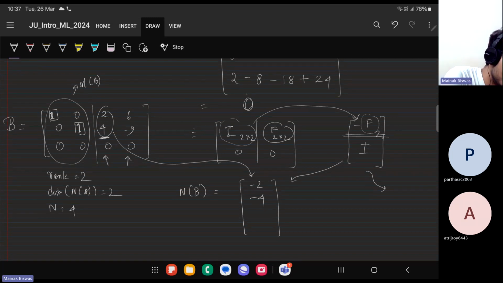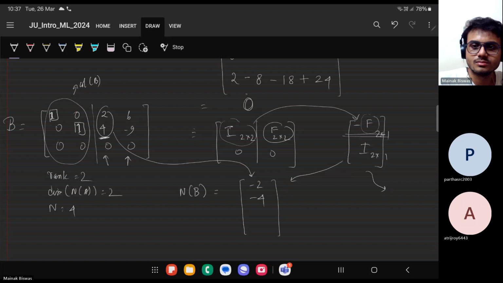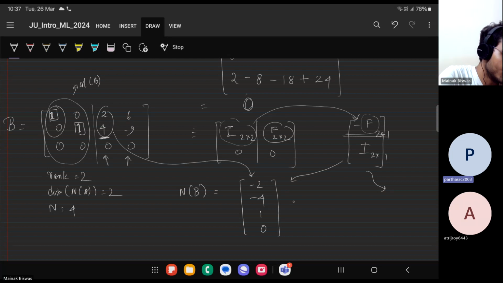This has to be two-dimensional. Wherever there is F, there I have to put I, and wherever there is I, I'll have to put F. So what will be the value of I here? 1, 0. Whichever column I'm taking for F, I'm taking the corresponding column for I as well. So the vectors are -2, -4, 1, 0 and -6, 9, 0, 1. All combinations of these two will be your null space.